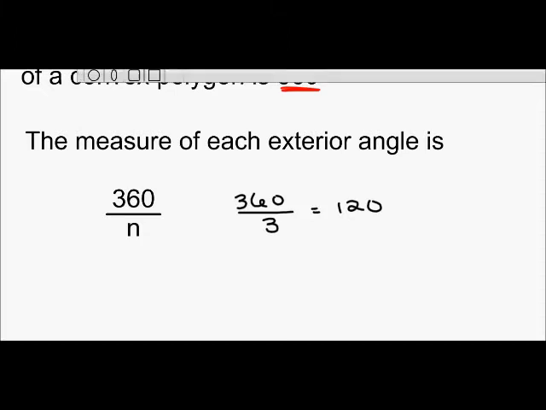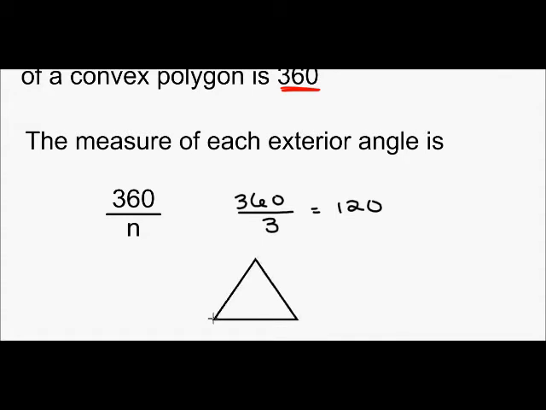And again, this makes sense. If I have my equilateral triangle here, I know that for the exterior angle, I'm just going to extend one of these sides. And if this was 60, 180 minus 60 is 120 degrees. These do have to add to 180 because it's a straight line. So this makes sense.